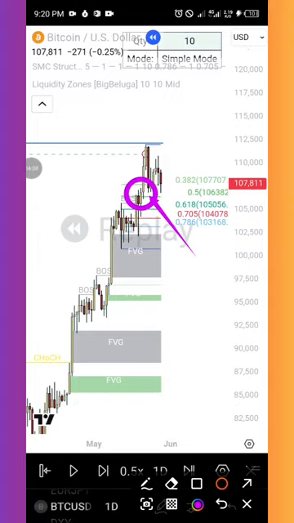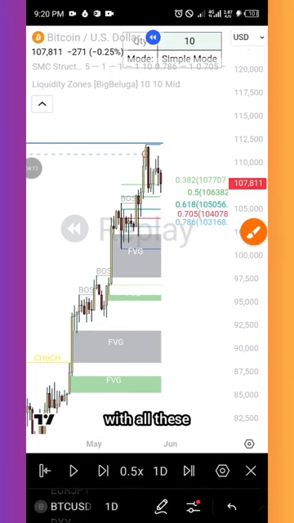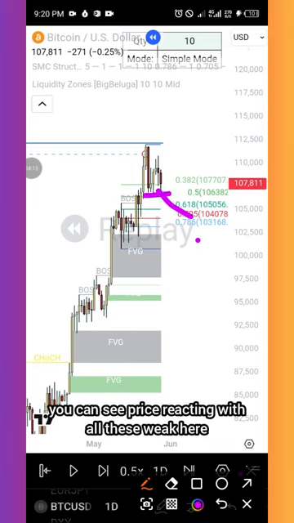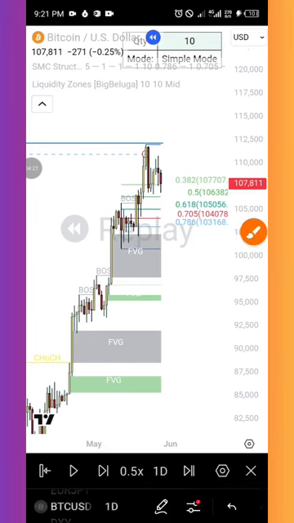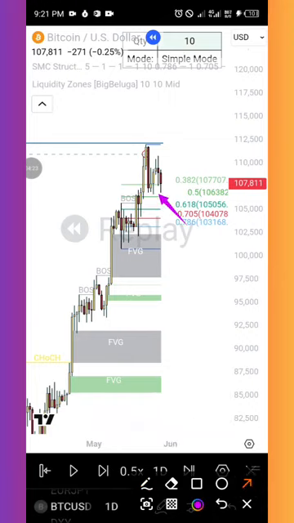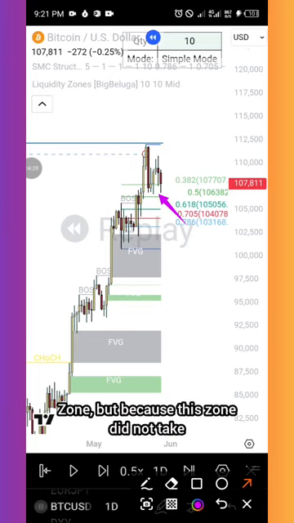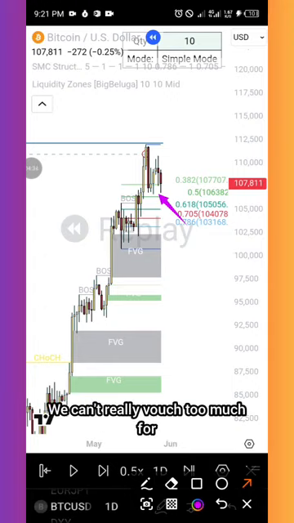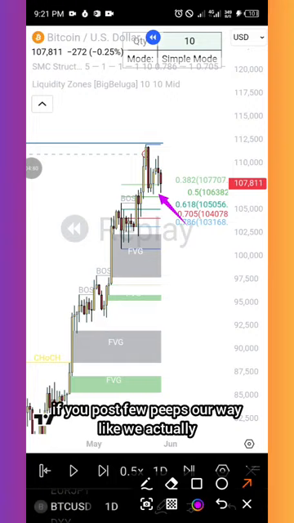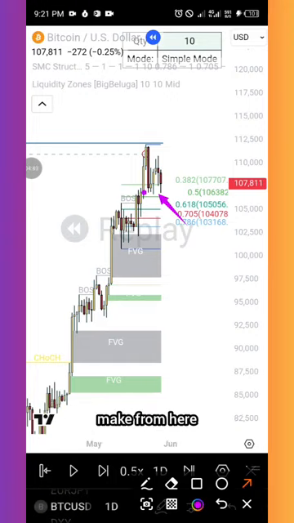So price is reacting to all these weak zones. You can see price reacting to all these weak ones here. Those are weak signals that price is respecting that zone, but because this zone did not take price a lot of candles, a lot of time to break, we can't really vouch much for that zone. We can actually take a few pips our way. We can make profit from here to this point here. That's good profit. That's good pips.